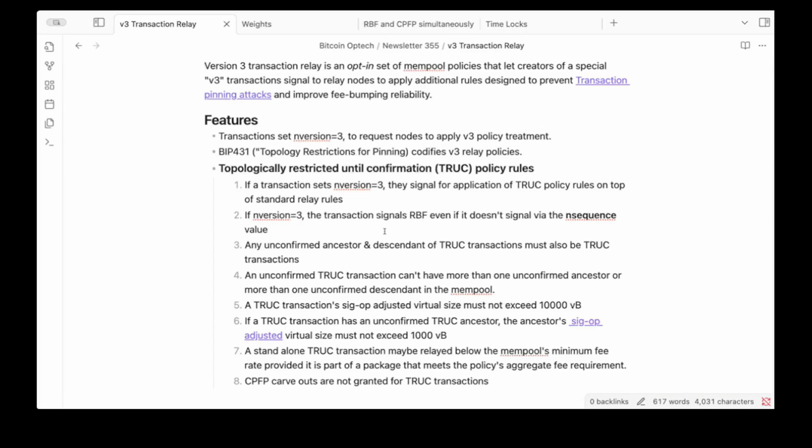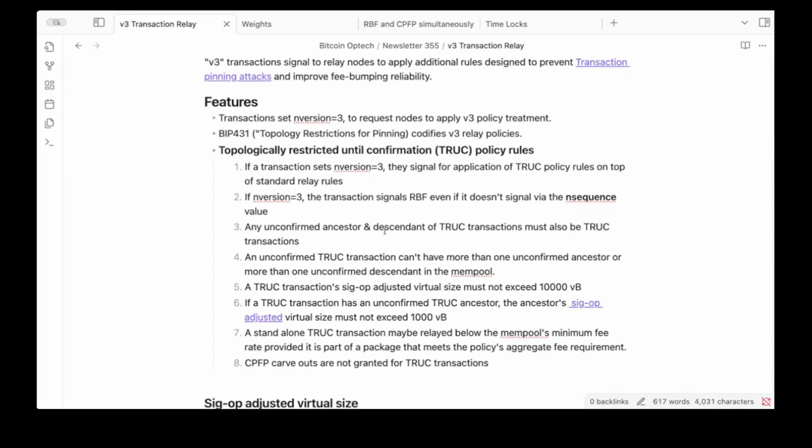Also, a standalone truck transaction may be relayed below the mempool's minimum fee rate policy, provided the whole package of the truck transaction, that is its ancestor and descendants, have a total fee that meets the aggregate fee requirement. So these are all basically the rules that truck transactions have.